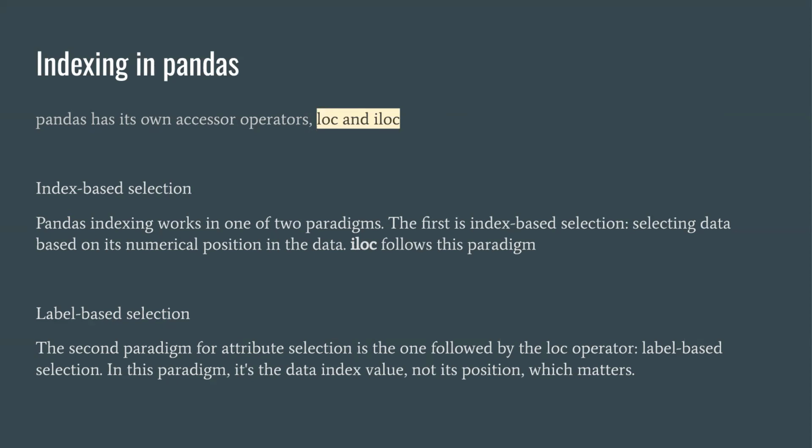So indexing in Pandas: Pandas has its own accessor operators. One is loc and another is iloc. If we talk more about index-based selection, this is one of the two paradigms. You're selecting data based on the numerical position of the data. For this case, you want to use iloc.